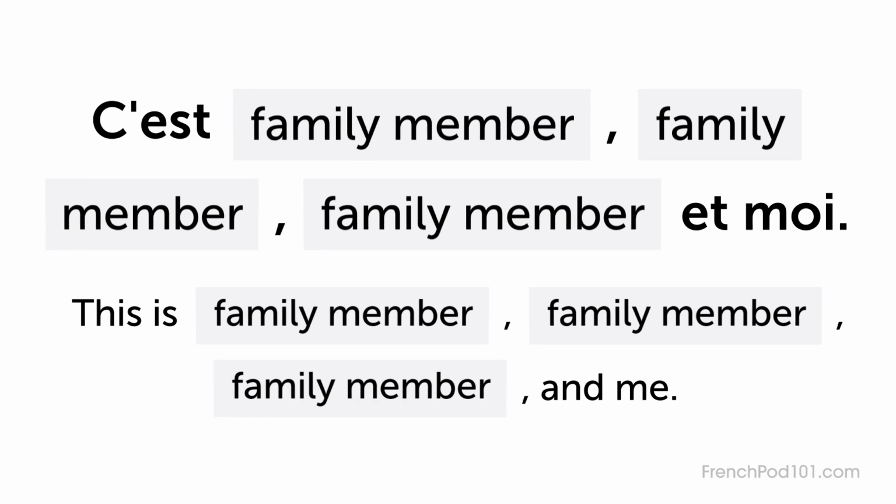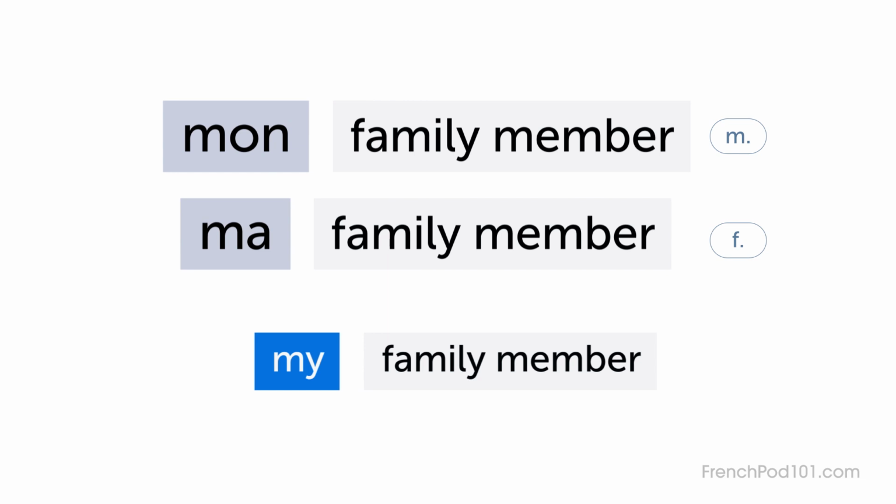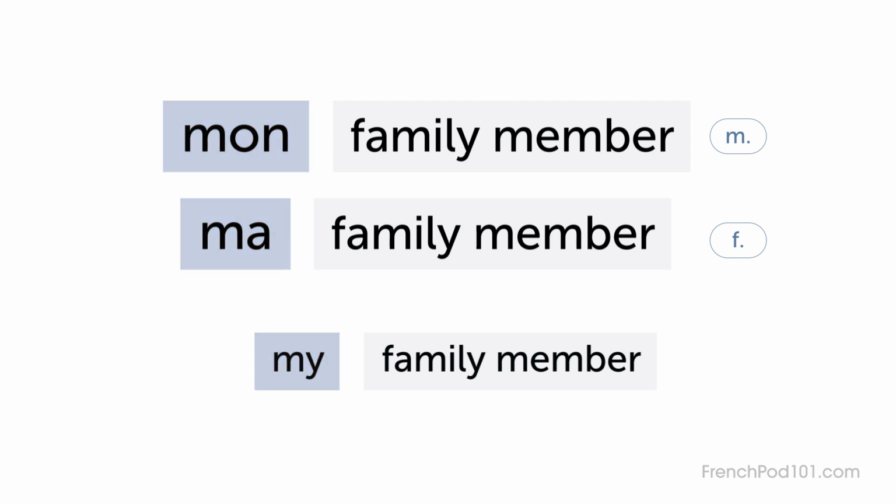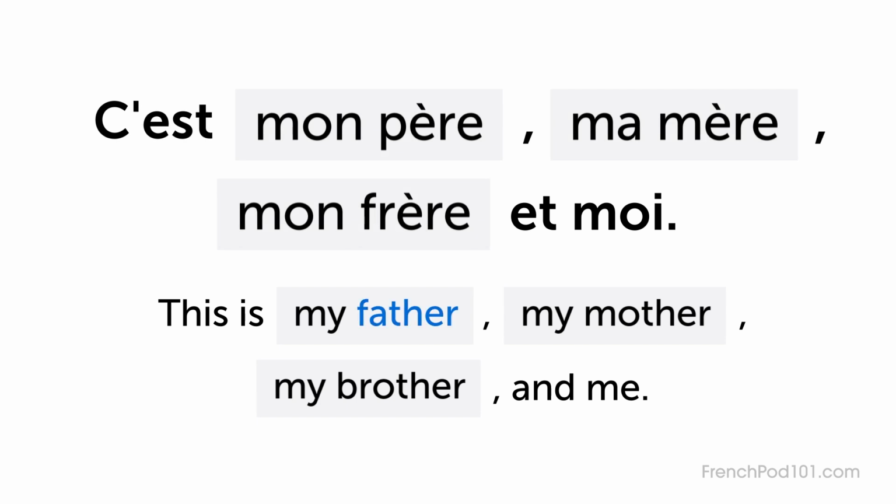The pattern is c'est, family member, family member, family member, et moi. This is family member, family member, family member, and me. To use this pattern, simply replace the family member placeholder with the appropriate word for my and members of your family. Remember that the word for my will be mon when your family member is male and ma when your family member is female. Imagine your family members are your father, your mother, your brother, and you.